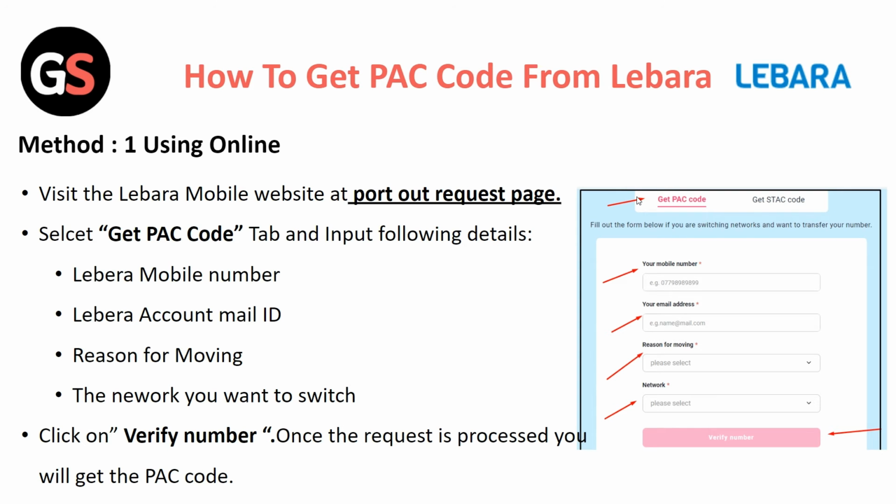So let's start. We have methods to get a PAC code. In the first method, we use the online method. Visit the Lebara Mobile website or the port out request page. Then select the get PAC code tab and input the following details: Lebara mobile number, Lebara account email ID, and the reason for moving, the network you want to switch to, and click on verify number. Once the request is processed, you will get the PAC code.